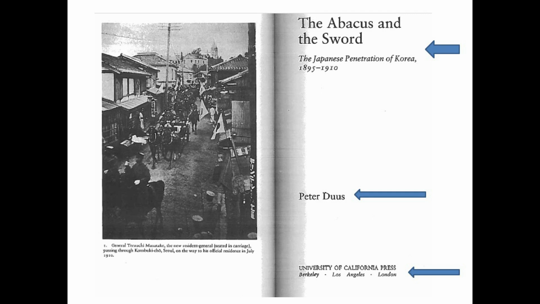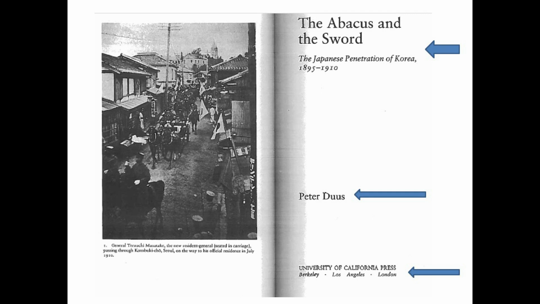So let's say that you want to put the footnote format for this book, The Abacus and the Sword, The Japanese Penetration of Korea, 1895-1910, written by Peter Duus. And they have the title here, they have the subtitle, they have the name. You can see it says University of California Press. Oh, they got 3 cities. You just need Berkeley, right? But they don't have the year.